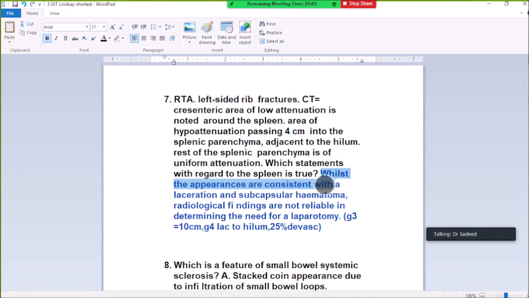While the appearances are consistent with laceration and subcapsular hematoma of the spleen, the radiologic findings are not reliable in determining the need for laparotomy, because in grade 3 splenic injury there is a 10 cm laceration. In grade 4 there is laceration to the hilum and 25% devascularization. Up to grade 4, the treatment can be conservative. So there is splenic injury, but it does not need surgery. The patient is hemodynamically stable. So the appearances are consistent with laceration and subcapsular hematoma of the spleen, but no need for laparotomy.